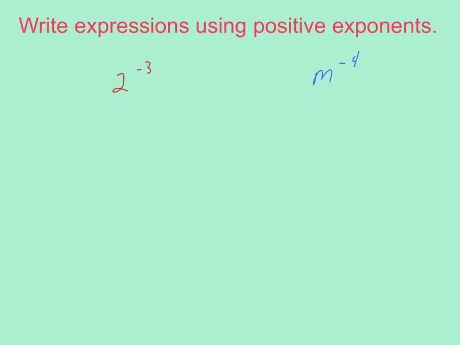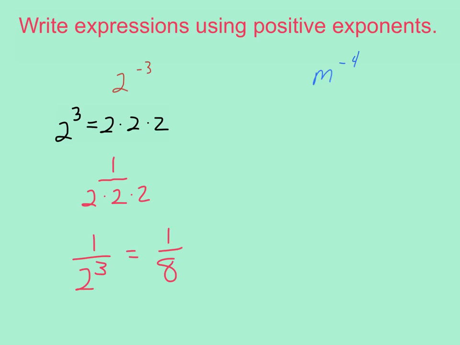Let's take a look now at how we can write these two expressions here using positive exponents. So let's start with this one, 2 to the negative third power. So we know that 2 to the third power would look like this, 2 times 2 times 2. So if we take a look at 2 to the negative third power, we know that that means that we're dealing with a number that's going to be in between 0 and 1. So it's going to be 1 over 2 times 2 times 2, okay, which we could say 1 over 2 to the third power, or if I solved 2 to the third power, it would be 1 over 8.